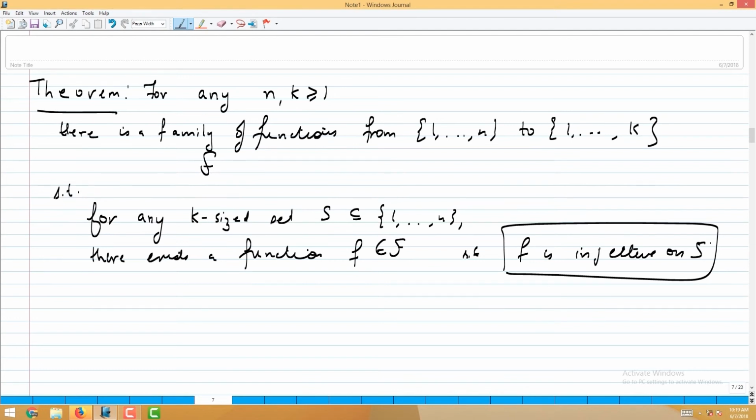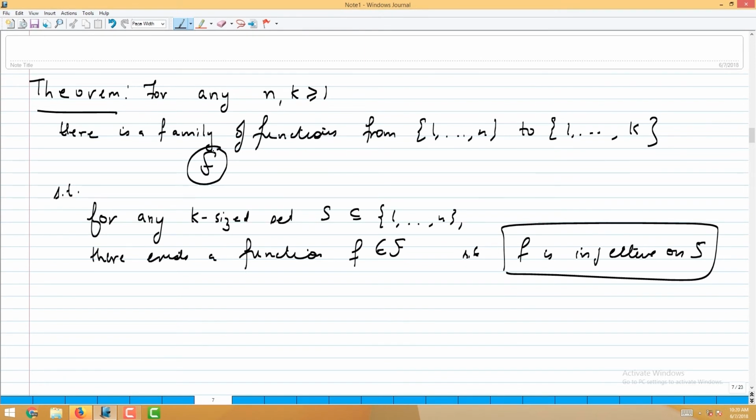So this is the property that we have in this family. So what can you say about this family? Can you always come up with a family of functions which have this property? I want to have a family of functions from 1 to n to 1 to k, whose domain is 1 to n and the range is 1 to k. And the property of this family is, if I give you any k size set, there is a function in the family which maps this set injectively. Okay, can you always, if I give you some set S, find a function that maps this set injectively?